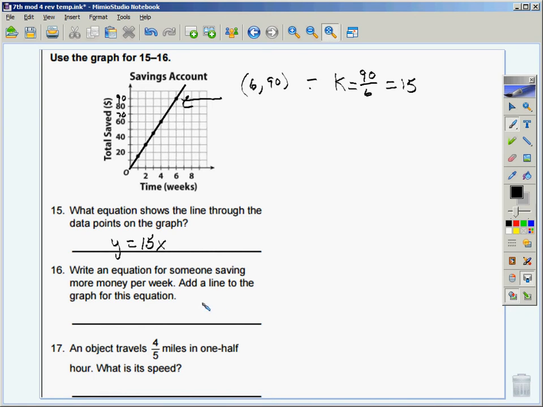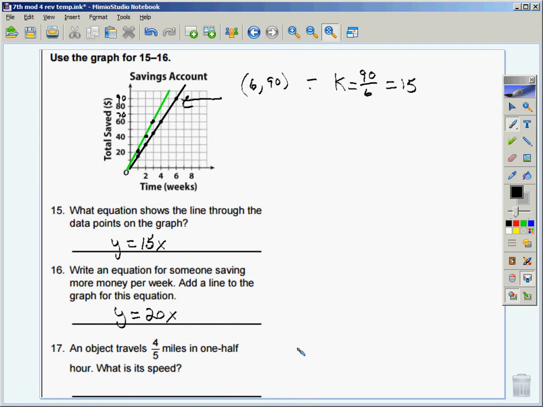Write an equation for someone saving more money per week. Add a line to the graph for this equation. So if they're saving more money per week, I might want to make it 20x, so long as the number I picked was bigger than the number that was up here. And 20x would be like that on the graph, where I can see in 1 week it goes through 120, 2 weeks it goes through 240, at 3 weeks it goes through 360, and you can see that going up.